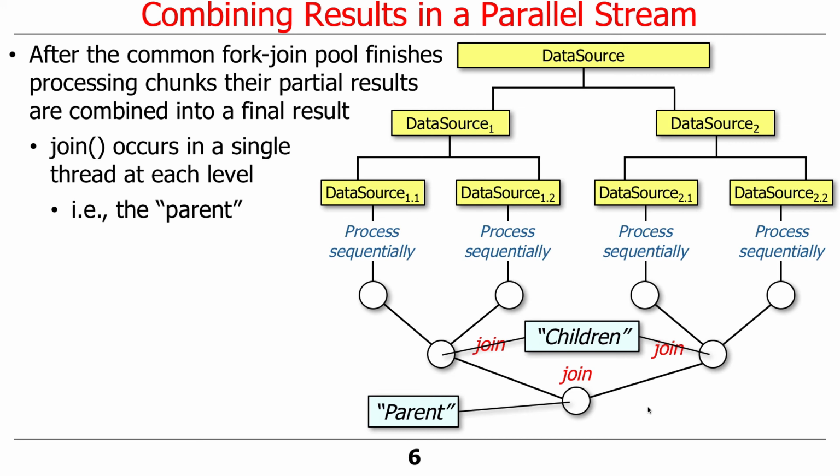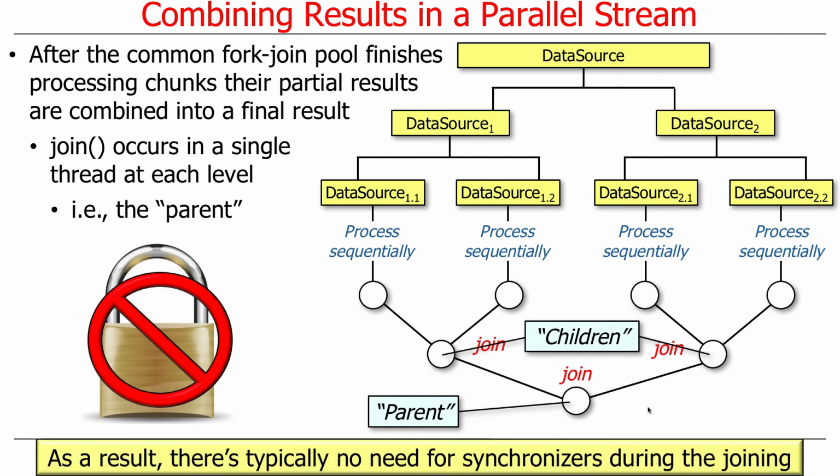And the joining occurs in a single thread at each level. This, of course, is dependent on the concurrency model that's being used, and we'll talk more about that in a second. But essentially, the parent is going to be responsible for joining the children. And the main thing to remember here is there's no need for synchronizers during this joining. And that's because we're not joining two things in two different threads in the non-concurrent collector case.